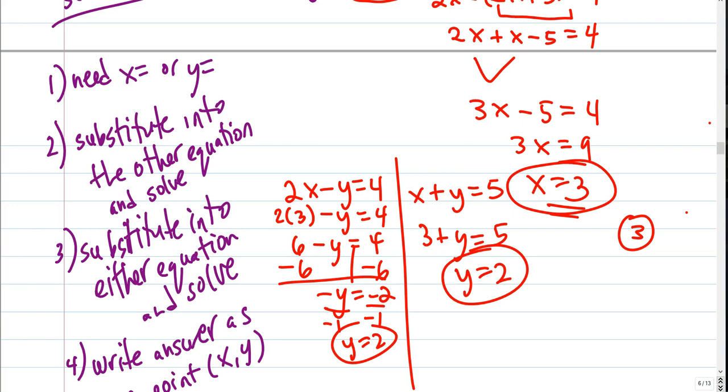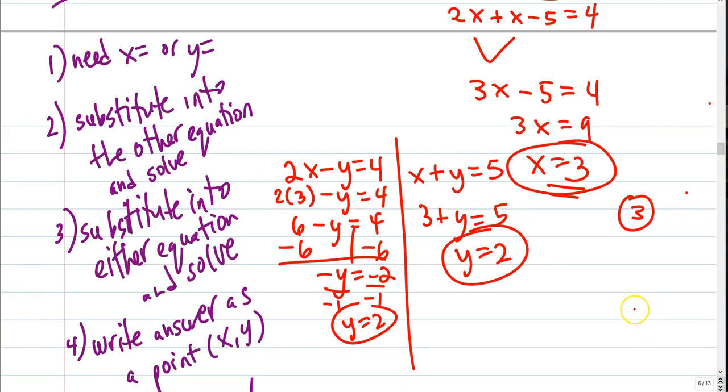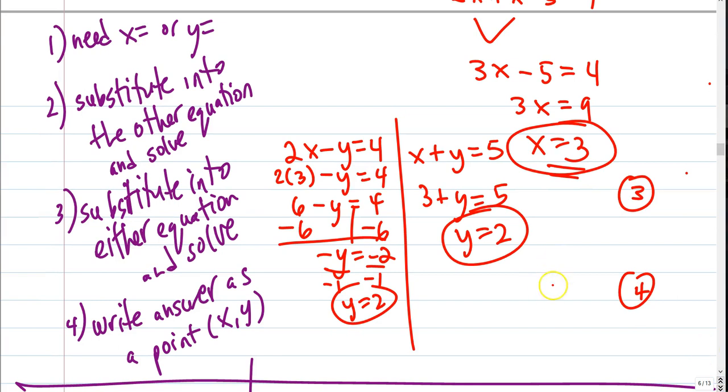If you leave your answer like this, I will be taking a quarter point off at the end. You're like, why? I got the answer. No, you didn't. Your answer is supposed to be a point. So to get full credit, make sure you list your answer as a point, x comma y, so 3 comma 2 is your answer. By the way, is that the same answer we got before? Oh, yes, it was. We also got 3, 2 by graphing, didn't we? This is 3 different ways of getting the same answer.